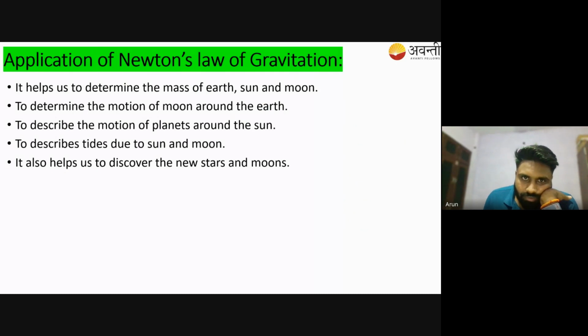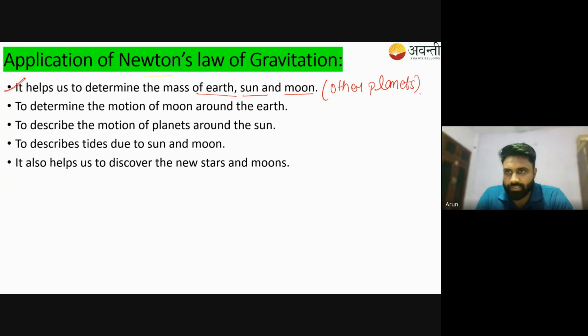this is our Newton's law of gravitation. It is the application of Newton's law of gravitation. First application is it helps us to determine the mass of Earth, Sun and Moon and other planets also, other planets present in the solar system, like Jupiter and Mercury, all the 8 planets that we have in our solar system.